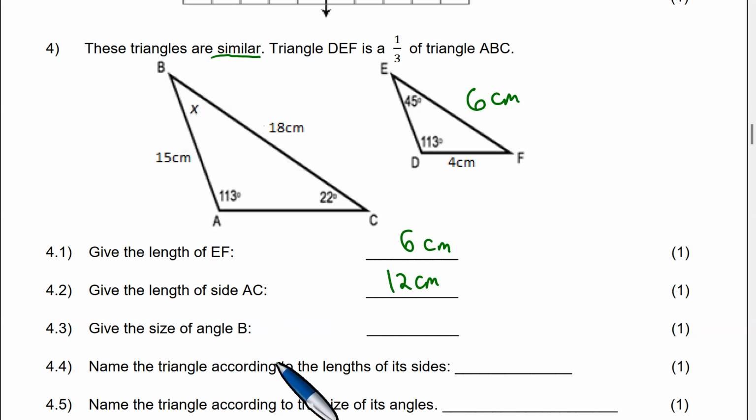What is the size of angle B? The size of angle B. Please come again. It's 45. Well done, 45 degrees. Okay, now name the triangle according to the length of its sides.